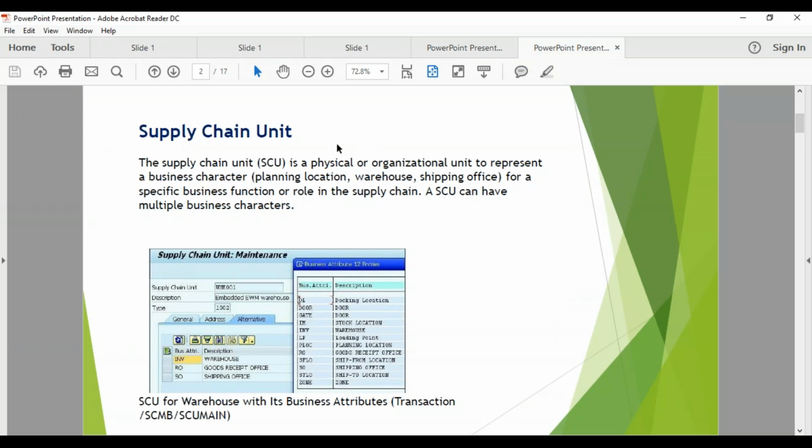Here, a supply chain unit is a physical or organizational unit to represent the business character. We have multiple business characters. I'll open the supply chain unit and show you also. It can be a planning location, or mainly for us it is a warehouse, for a specific business function or a role in the supply chain. So a supply chain unit can have multiple business characters.